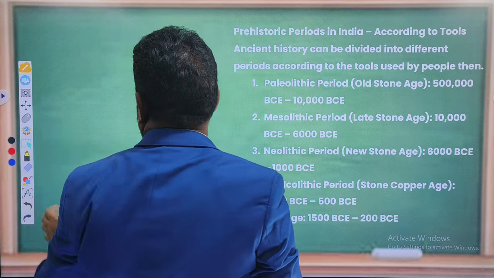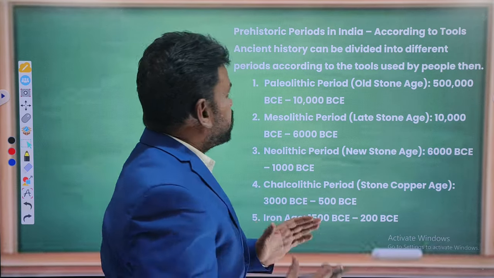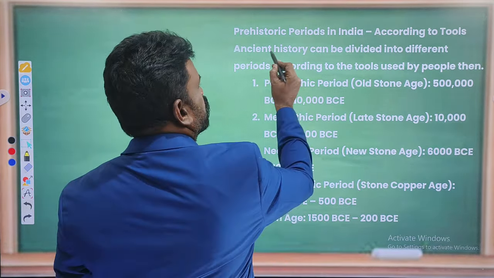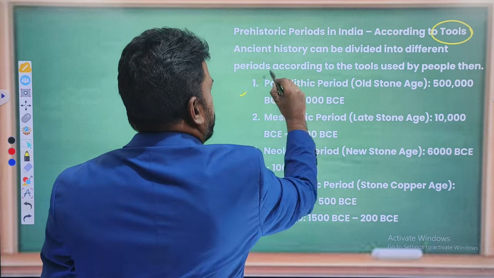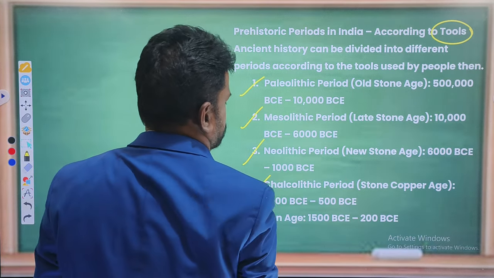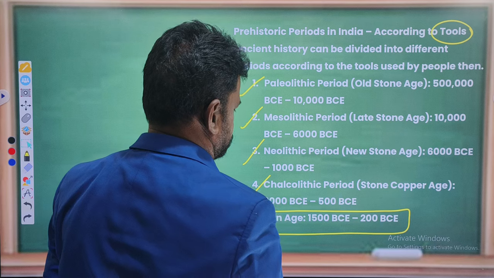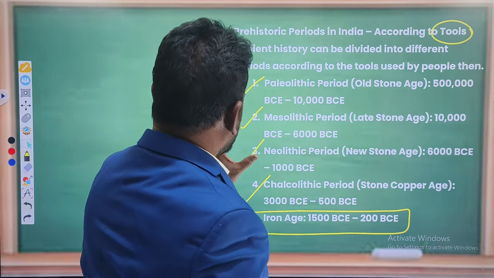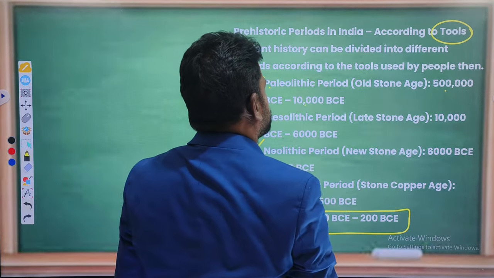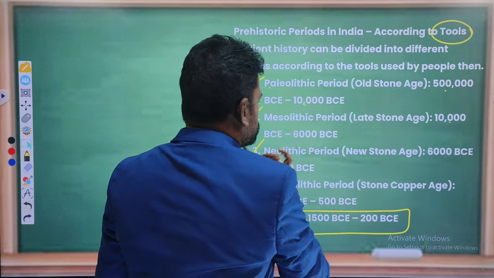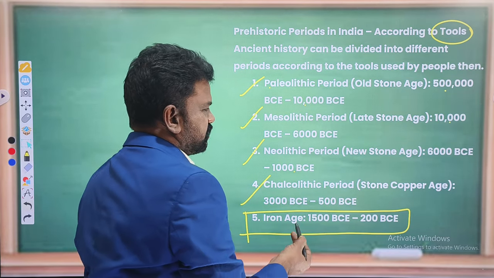Now coming to the first topic of Indian history, the prehistoric period. Based on the tools they used, this is divided into Paleolithic, Mesolithic, Neolithic, and Chalcolithic. The Iron Age does not come under the prehistoric age. The Paleolithic age is 5 lakhs BC to 10,000 BC, the Mesolithic age is 10,000 BC to 6,000 BC, and the Neolithic age is 6,000 to 1,000 BC.